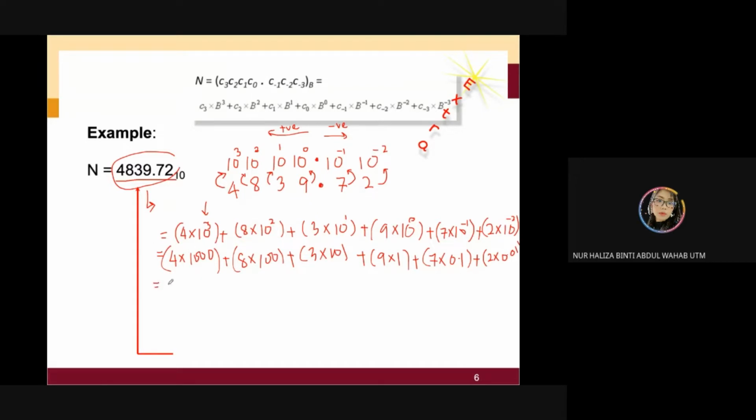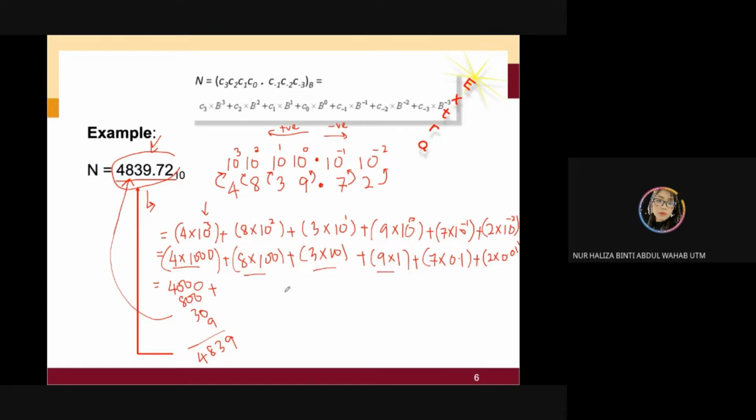So equivalently, you're going to get 4,000 plus 800 plus 30 and then 9 altogether. This one you will get 9, 3, 8, 4. See, that's why you get this representation of numbering for 4,839. Basically, this is what is happening.